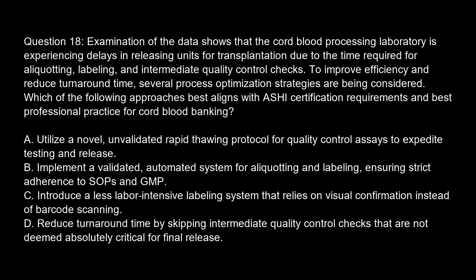Option A. Utilize a novel unvalidated rapid thawing protocol for quality control assays to expedite testing and release. Option B. Implement a validated automated system for aliquoting and labeling, ensuring strict adherence to SOPs and GMP. Option C. Introduce a less labor-intensive labeling system that relies on visual confirmation instead of barcode scanning. Option D. Reduce turnaround time by skipping intermediate quality control checks that are not deemed absolutely critical for final release.